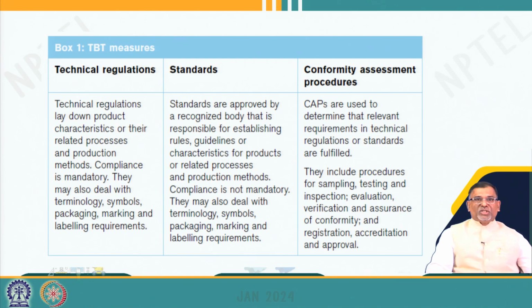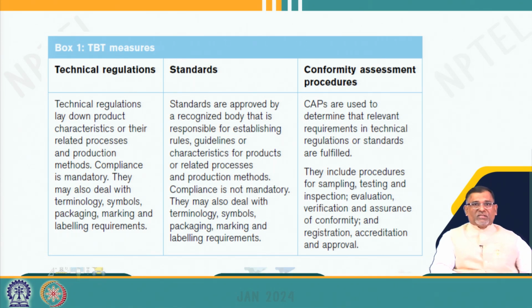So, technical regulations we can look into. A technical regulation is the TBT measure: technical regulations, standards and conformity assessment procedures. We can very clearly say that technical regulations are product technical regulations, dealing with characteristics, process and production methods, and compliance is mandatory. They may deal with symbols, packaging, marking and labeling requirements. Related to food, it may be an SPS measure or a TBT measure, but in general packaging and labeling is a TBT measure.